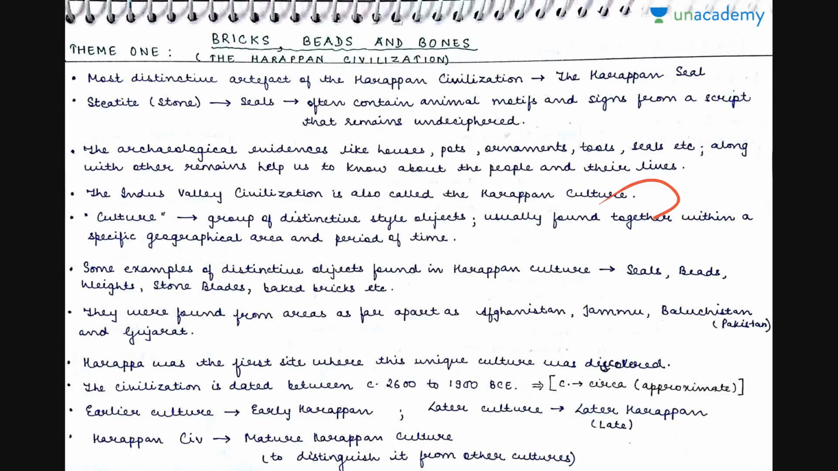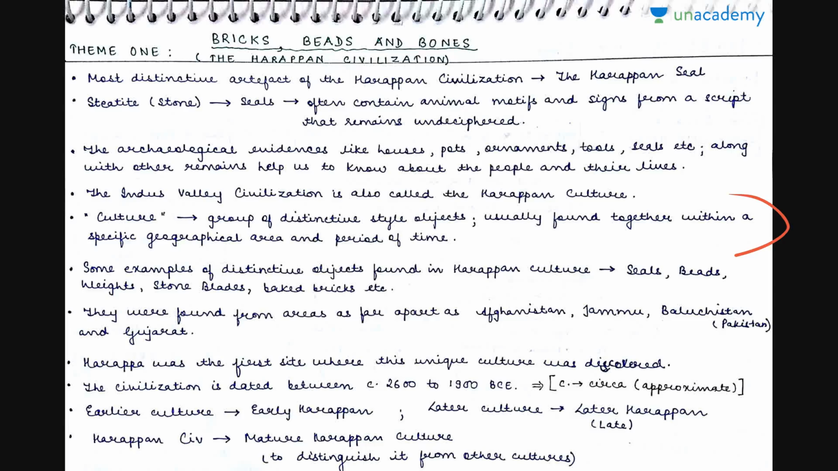Now, why are they using the word culture? They use the word culture to show a group of distinctive style objects, because in that particular area, in all the sites that were found there, the archaeologists have discovered a group of distinctive style objects which were usually found together within a specific geographical area and period of time. So they have combined all those things and named it a culture found in a particular area at a particular point of time, with some special or distinct objects.